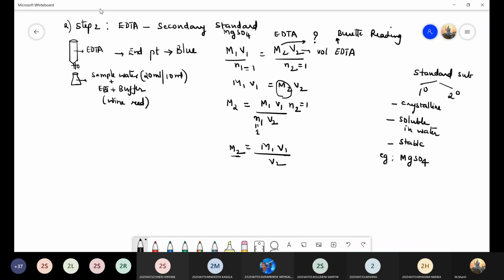Yes, ma'am. Okay. Now we'll go for the third step, step 3. What is step 3? Estimation of total hardness. So for total hardness, again draw a burette. All the time in the burette, what do you have to take? EDTA, ma'am. EDTA must always be filled in the burette, and the solution in the conical flask will differ.